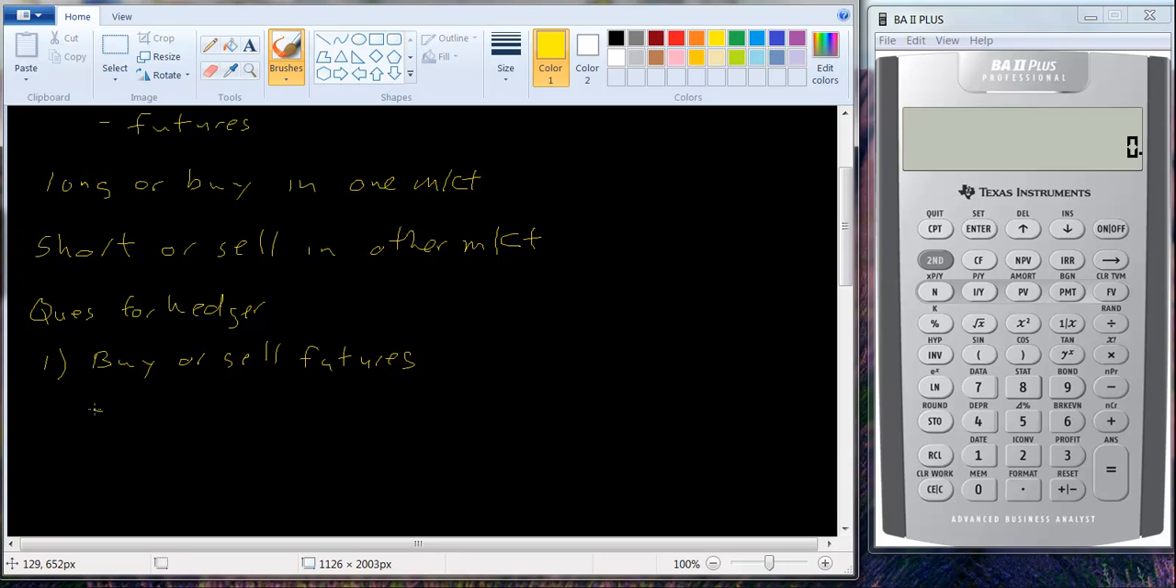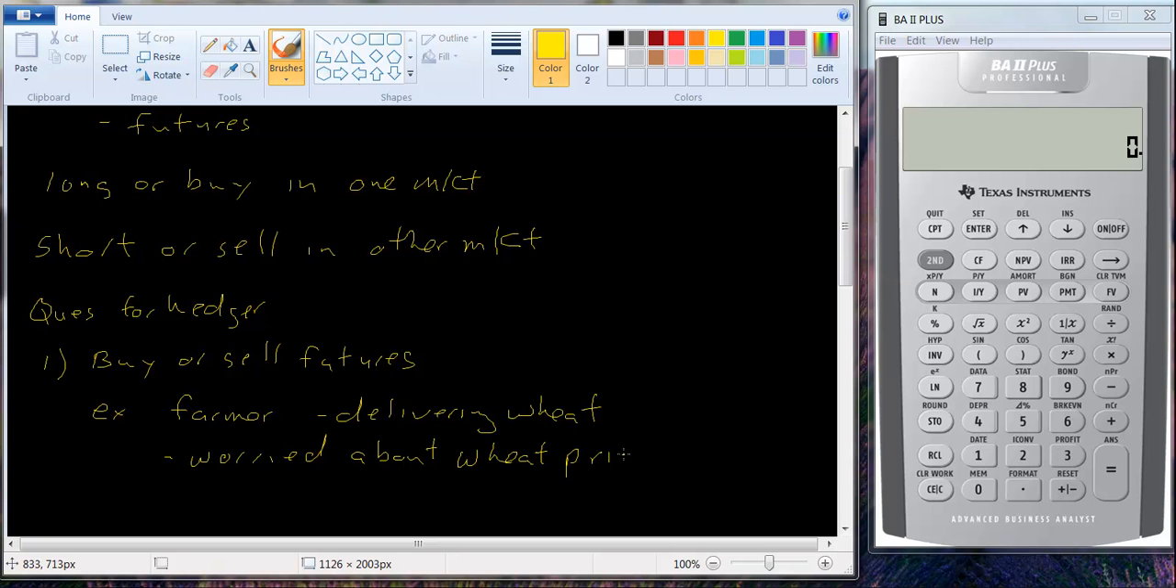So, for example, let's say we have a farmer delivering wheat. Now, the farmer doesn't have the wheat right now, but the farmer will be delivering the wheat in 6 months. So the farmer has a long position in wheat. The farmer is worried about the price of wheat falling. So let's write that down. Worried about wheat price going down. So in this case, this farmer should sell a futures contract on wheat.